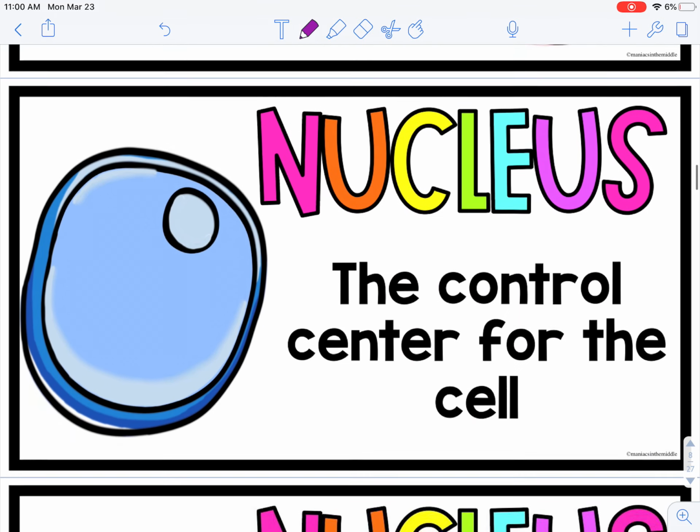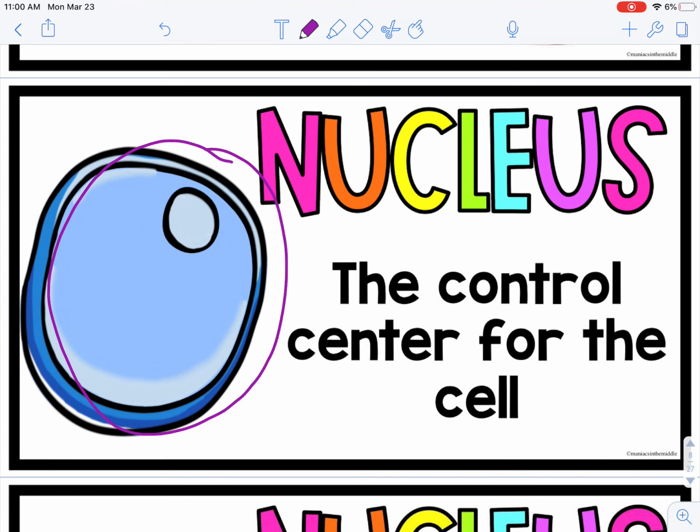Your next one should look a little bit familiar from atoms. It is the nucleus. So the nucleus is our control center for the cell, kind of like our brain. So the nucleus is this entire thing. The dot in the middle, or this circle, is called the nucleolus.